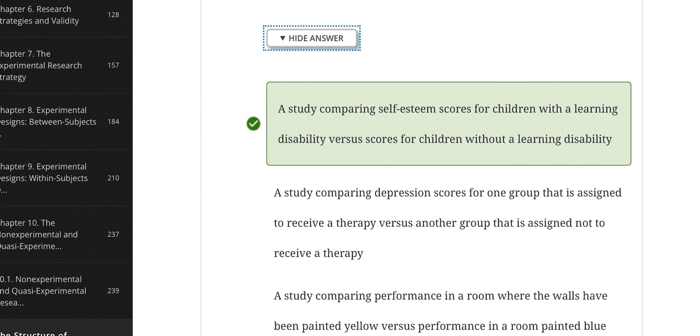So hopefully that helps clarify things for you guys and helps you understand the difference between all of these. And that is it for section 10.1.